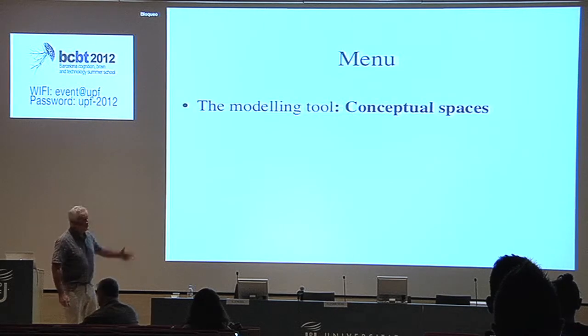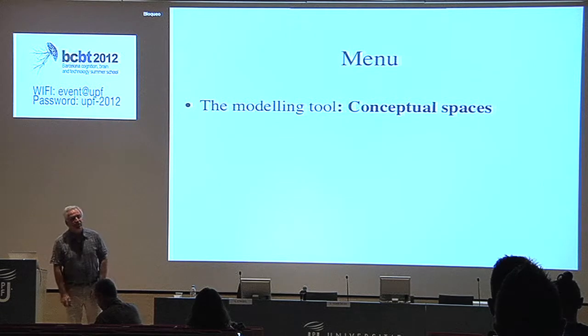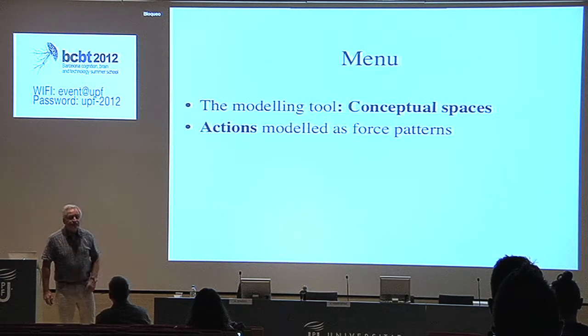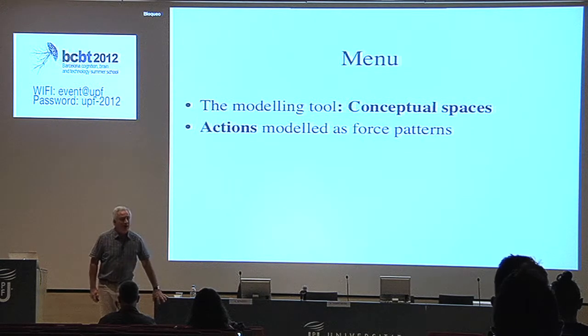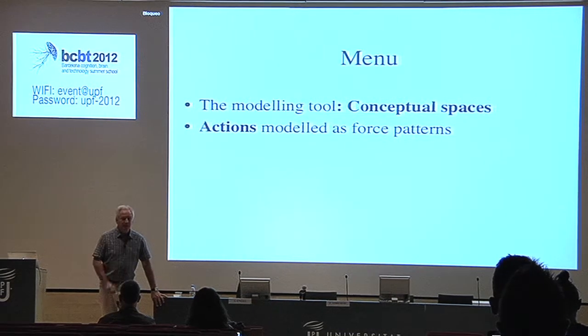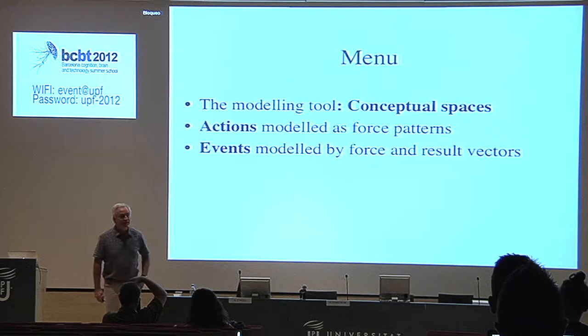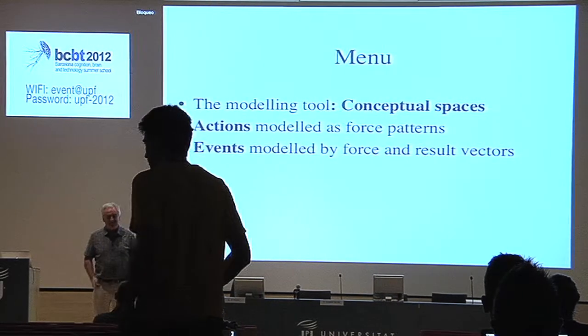My menu is that first I give you some background, my modeling tool, which I call conceptual spaces. It's based on geometry and topology, rather lightweight. Then I will use this to present some ideas of how we understand actions. The main idea is that we identify the force patterns around us in the world. Based on that, I will get onto events. That's the second step, and I have a two-vector model of events.